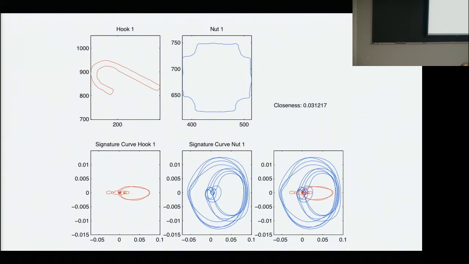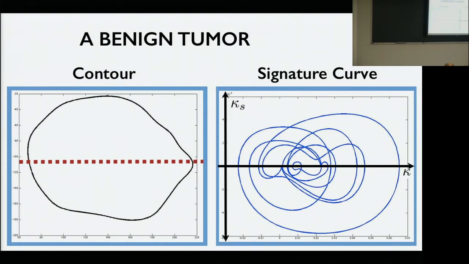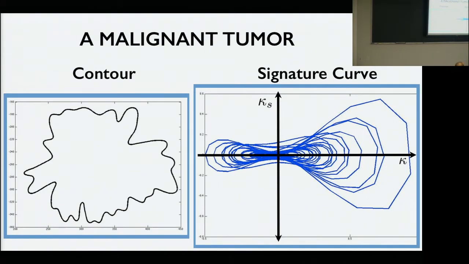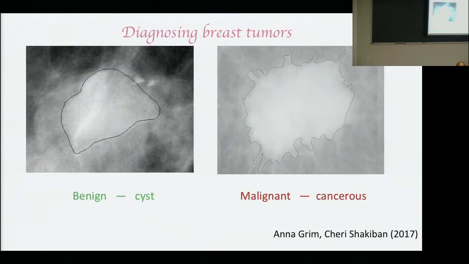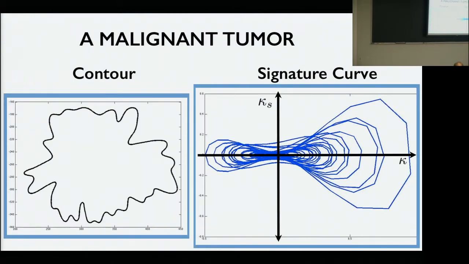Okay, and then also Cherry and her student did this with breast tumors. They also did moles and melanomas, and they got very different types of signatures. For the benign ones, the signatures were much less convoluted than the malignant ones. And so again, they did statistical analysis of this.